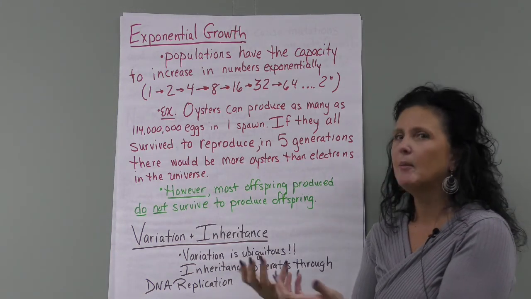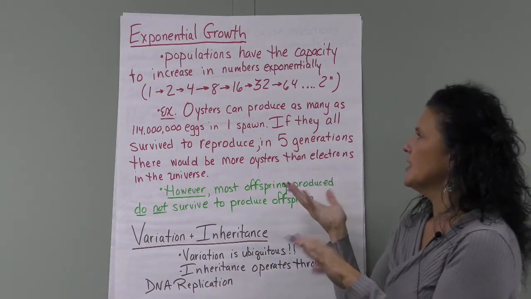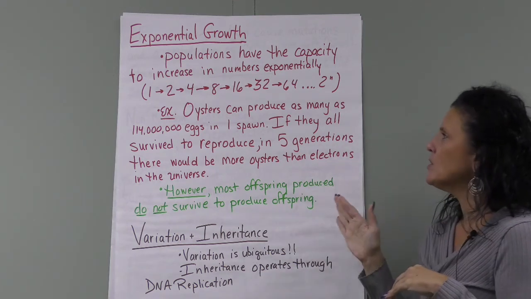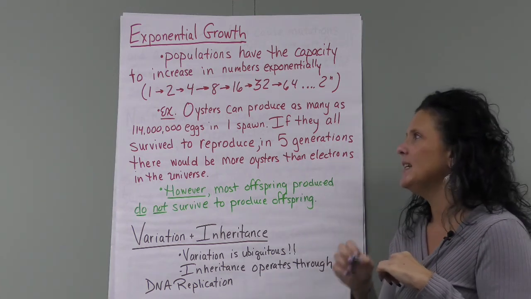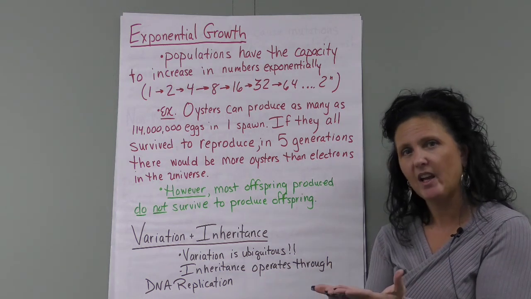So we're looking at limiting capacity. How much can the globe support, right? Here's an example so you can get your mind wrapped around it. Oysters can produce as many as 114 million eggs in just one spawn. That's just one series, right?